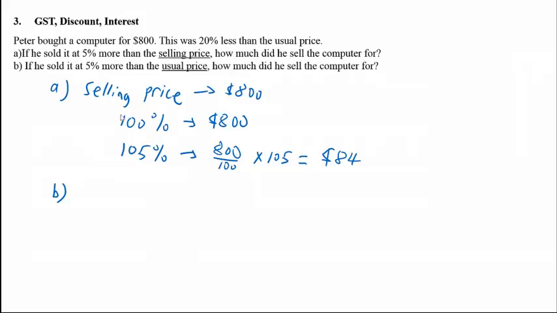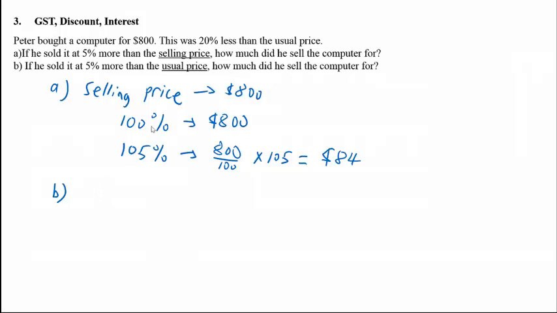Then for part B, if we sold it at 5% more than the usual price, this usual price is not the $800 anymore. It's referring to the price before the discount, before the 20% discount. How much do you sell the computer for? To do that, we need to find the usual price first.